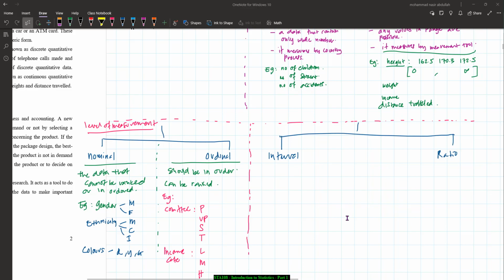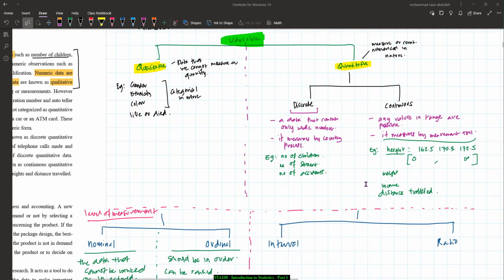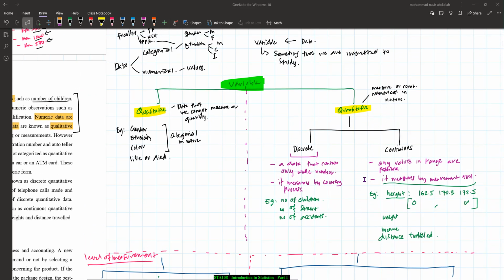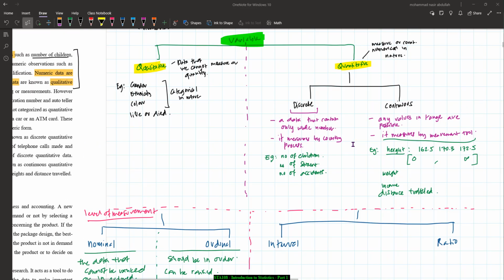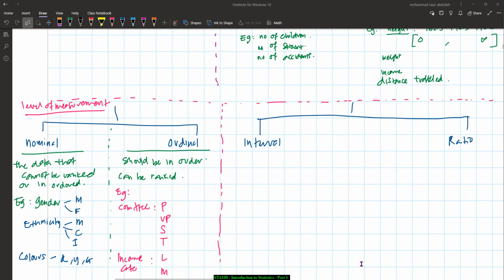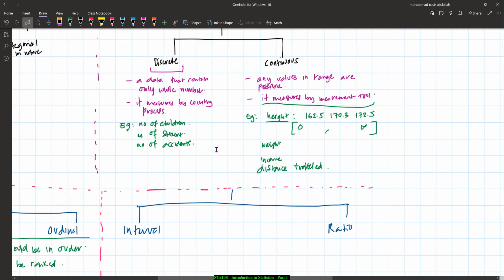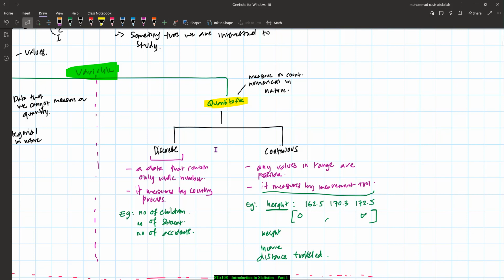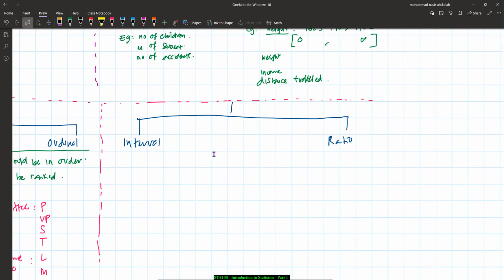Attendance is not counting. Right. So now let's look at another part, which is the quantitative part. We have discrete and continuous. Under these, we have two types of level of measurement, which are interval and ratio. Both are under quantitative, meaning numerical. So interval is numerical data where the value of 0 is not a true 0.